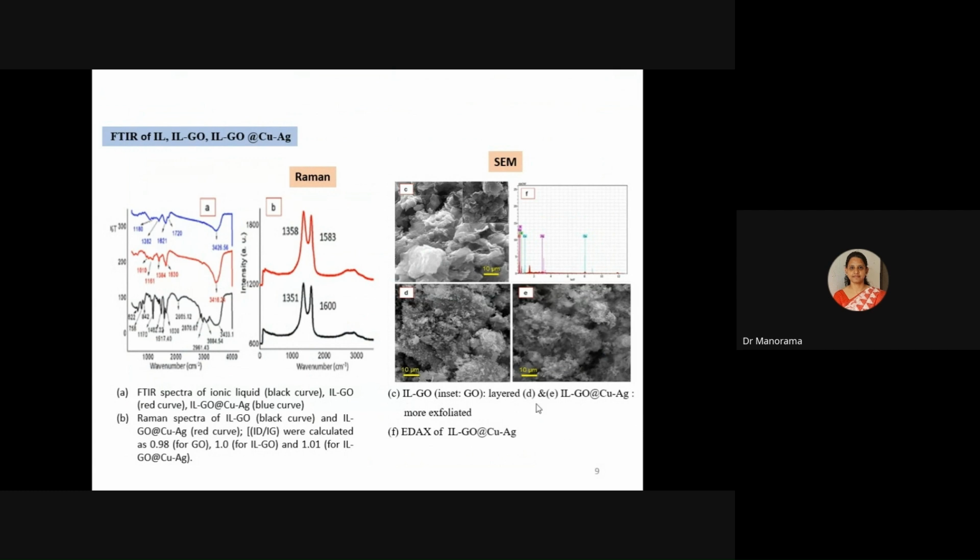In the SEM characterization, we found that the ionic liquid functionalized GO shows a layered structure, but when we introduce the CuAg nanoparticles, more exfoliation comes, because GO has only a few layers, but when it is functionalized with ionic liquid and further with the CuAg nanoparticles, the distance between the layers increases. In this way it becomes more exfoliated and more electrically conducting. And EDX of the composite material also shows the different elements present in the nanocomposite.